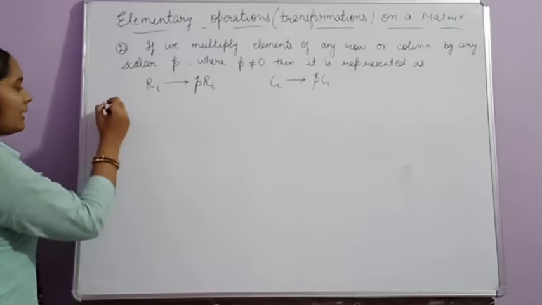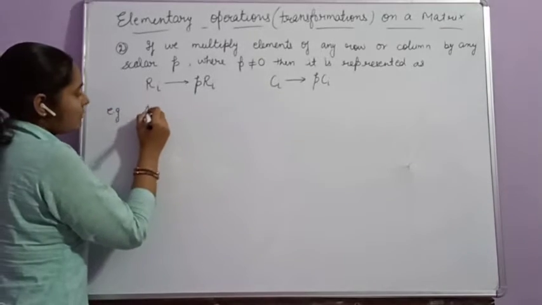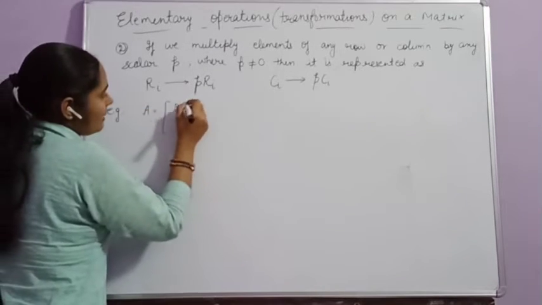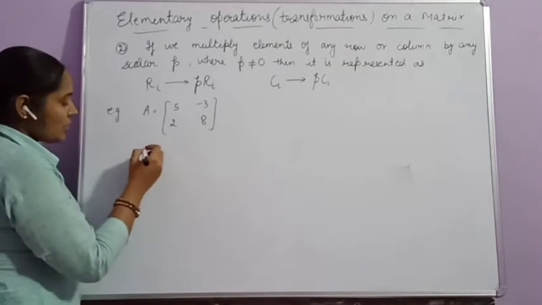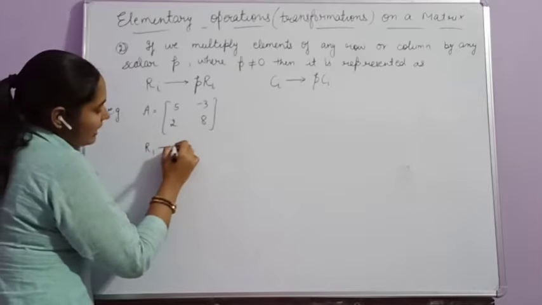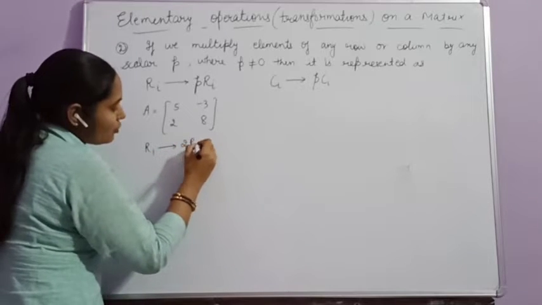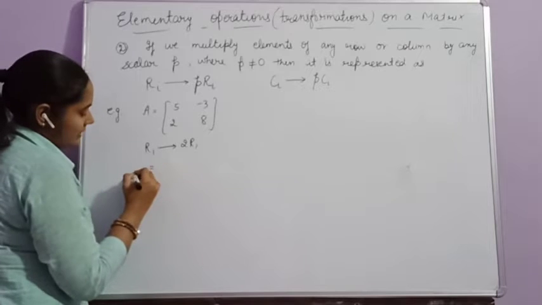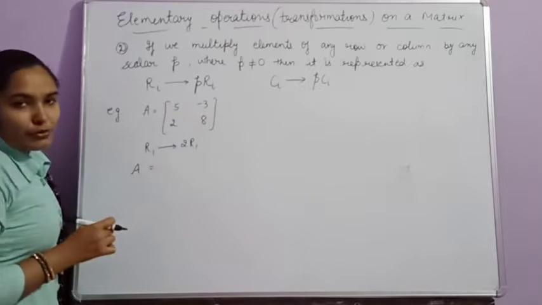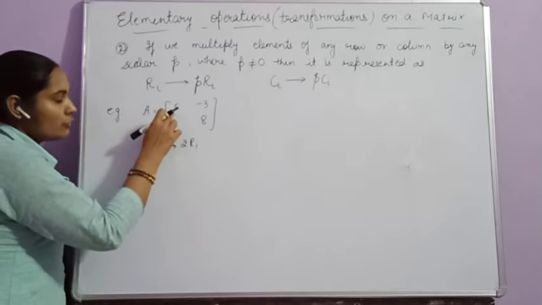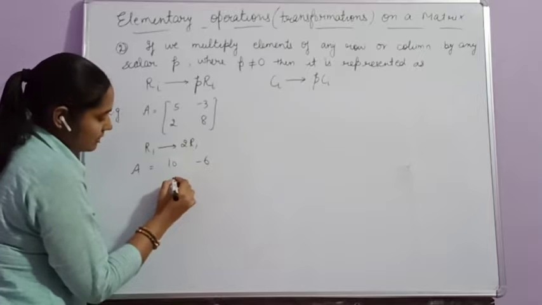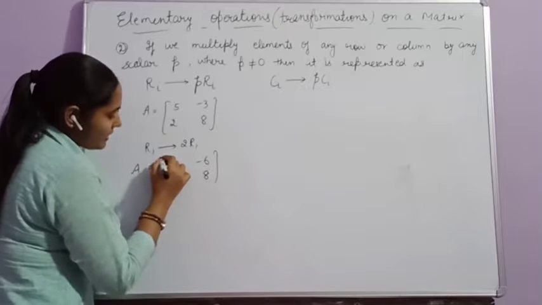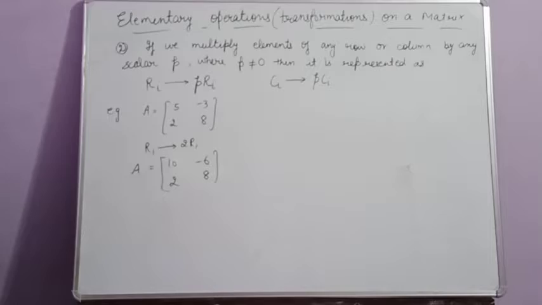Clear? For example, we can consider a matrix 5, minus 3, 2, 8 and we apply the operation R1 multiplied with 2, that is 2 R1. Then elements of the first row are multiplied with 2. 2 into 5 is 10, 2 into minus 3 is minus 6, 2, 8. Elements of the second row remain the same. Clear?